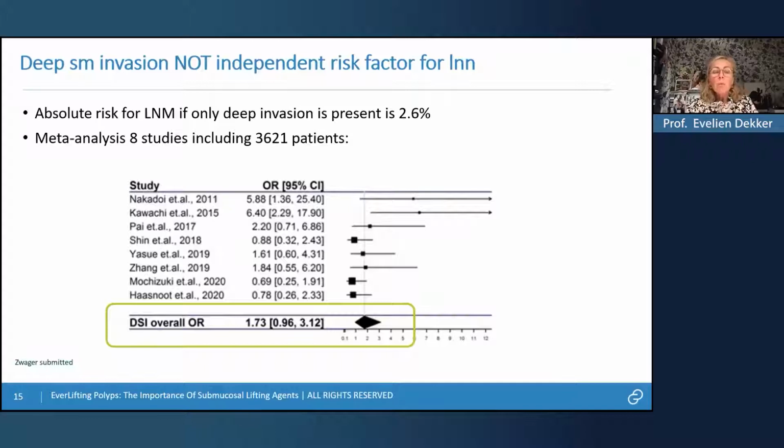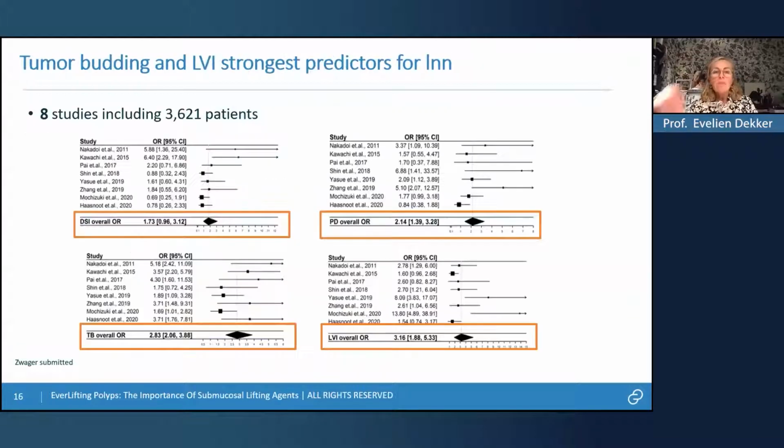We've recently performed a meta-analysis of all the patients in 8 studies, covering over 3,500 patients. What we saw is that the absolute risk for lymph node metastasis, if deep invasion is the only risk factor that's present, is only 2.6%. And as you can see here, the overall odds ratio is 1.73. So that's not really significant.